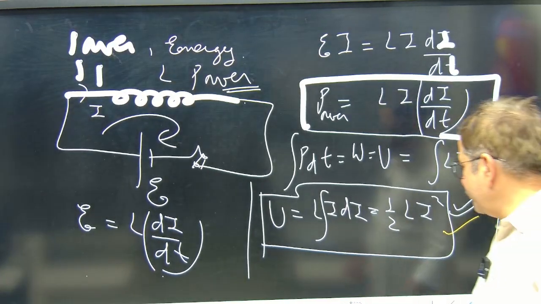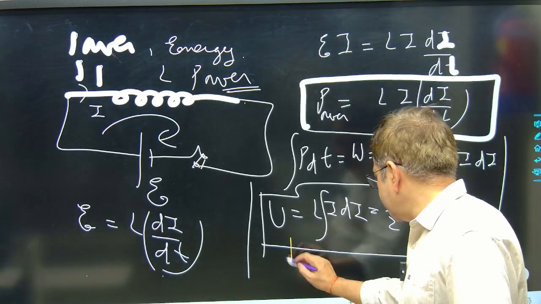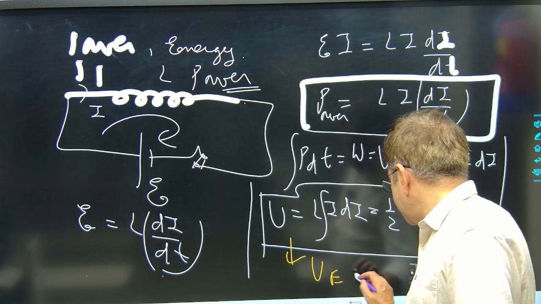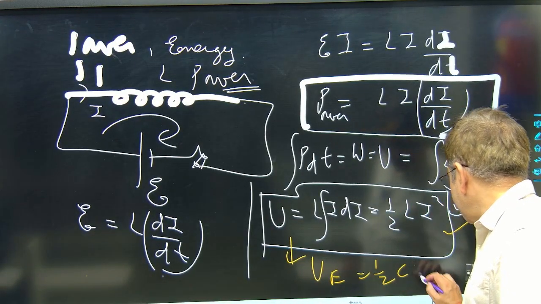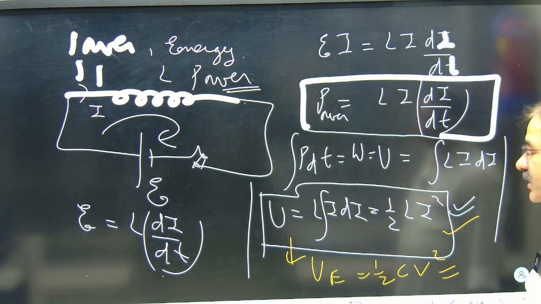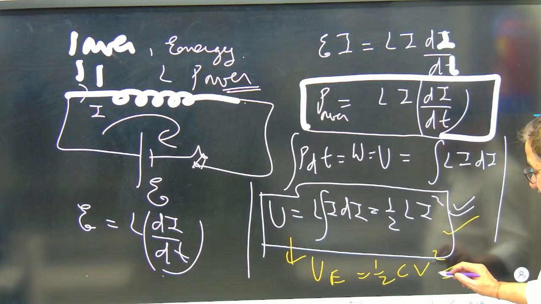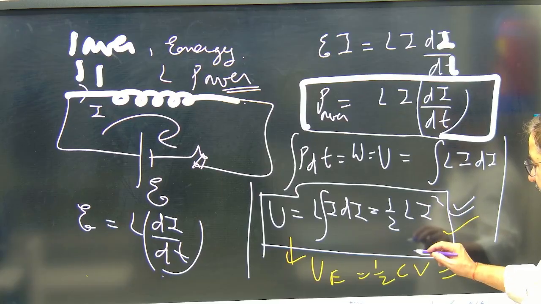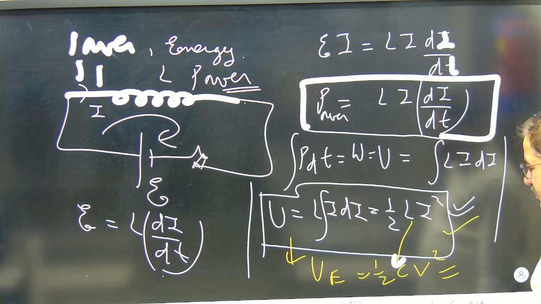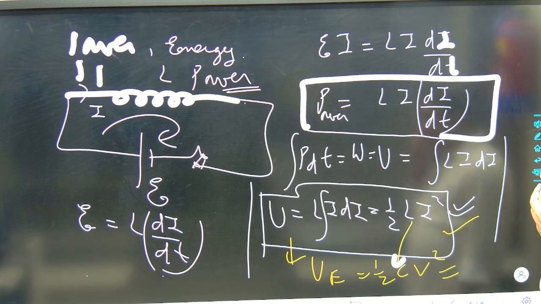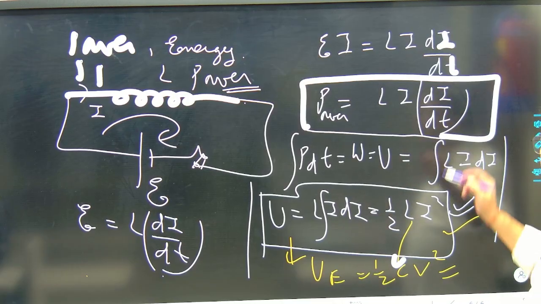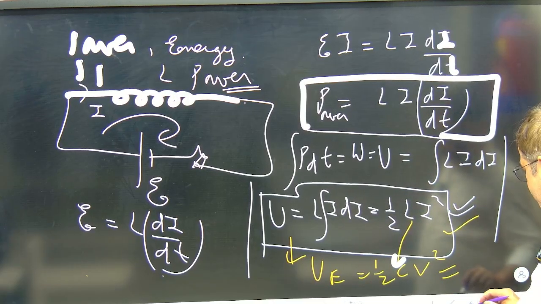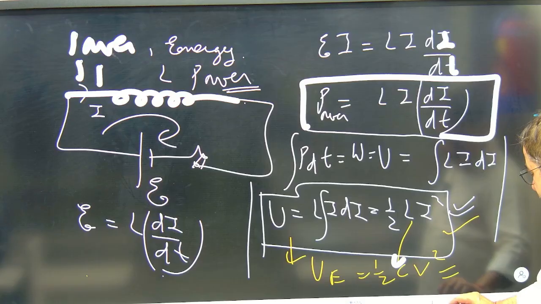Half L I square. If you see, this term is quite similar to the electrostatic energy in the capacitor, and what was it? Half C V square. The governing factor there in the capacitor was voltage, here it is the current, and L is playing the same role as that of C. So the power and the energy, half L I square, we can get in the circuit. L is the self inductance.